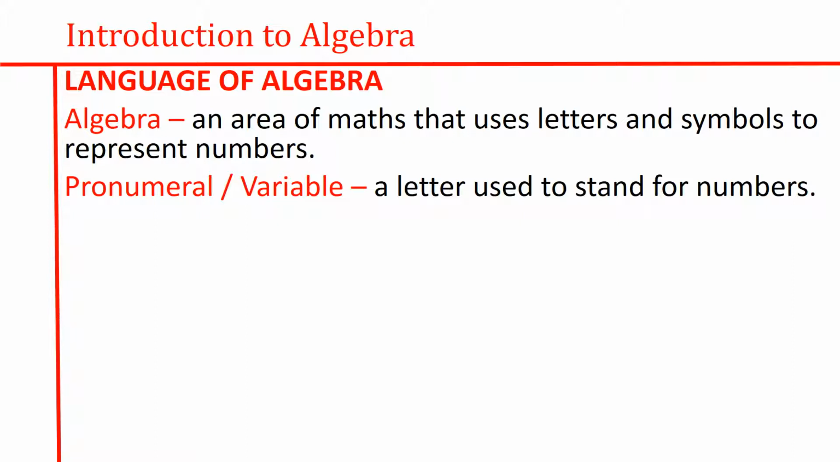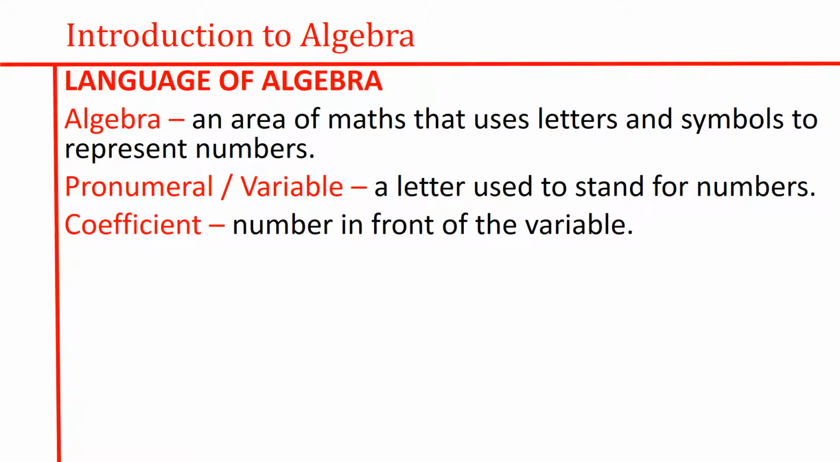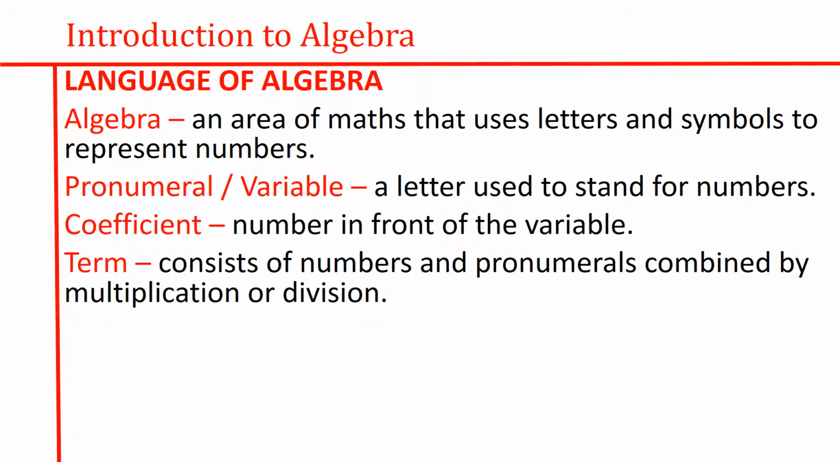So whenever we have letters in any of our algebraic expressions or equations, they are there to be a number, so they act like numbers. A coefficient is the number in front of the variable, so the number in front of the letter. A term consists of numbers or pronumerals, and they're combined by multiplication and division. So terms are separated by additions and subtractions.